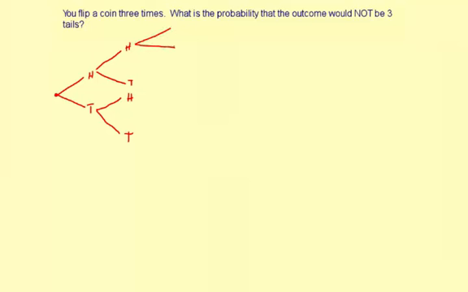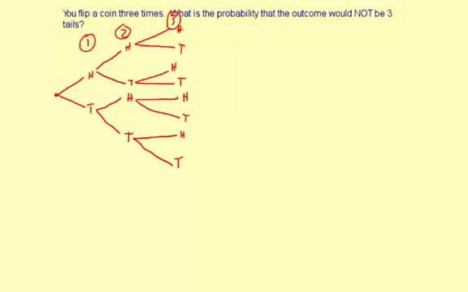So off from this guy, you could have a heads or tails. This is the third coin flip. And off of this guy, heads or tails. Off of this guy, heads or tails. Then off of this guy, heads or tails. Okay, so this is the first coin flip, this is the second coin flip, and the third coin flip. All the possibilities.